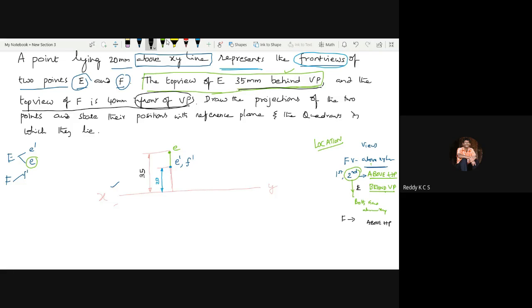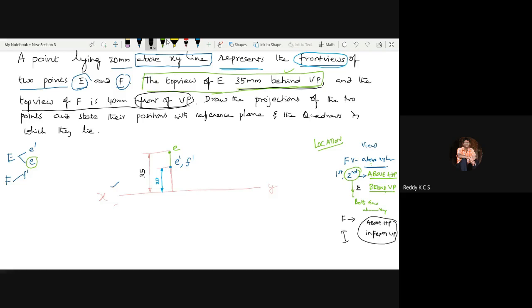So what does it mean? It is nothing but in front of VP. So based on this, where the point is located above HP and in front of VP, it is a first quadrant. So when it is a first quadrant, the front view lies above XY line and the top view lies below XY line.